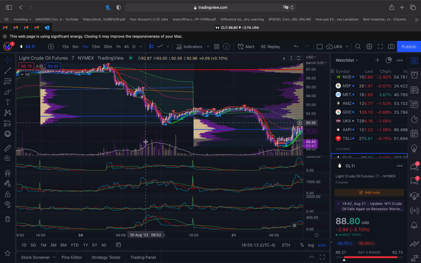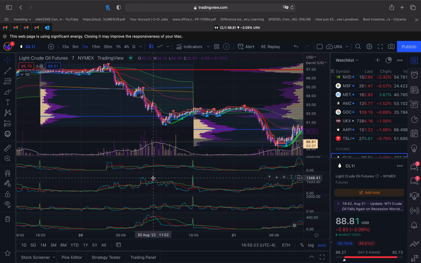So yeah, CL is an example here. The moment this really perked up, you started to get a bid, right? And then when the crossover happened, which is basically here, there's the bid.